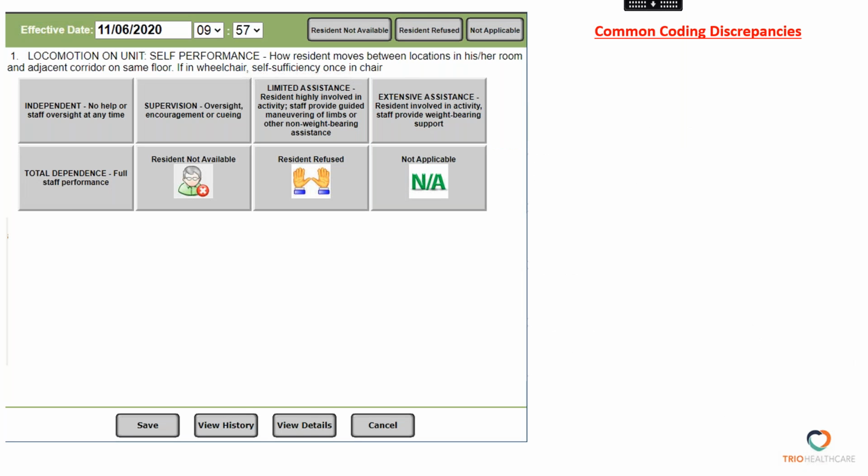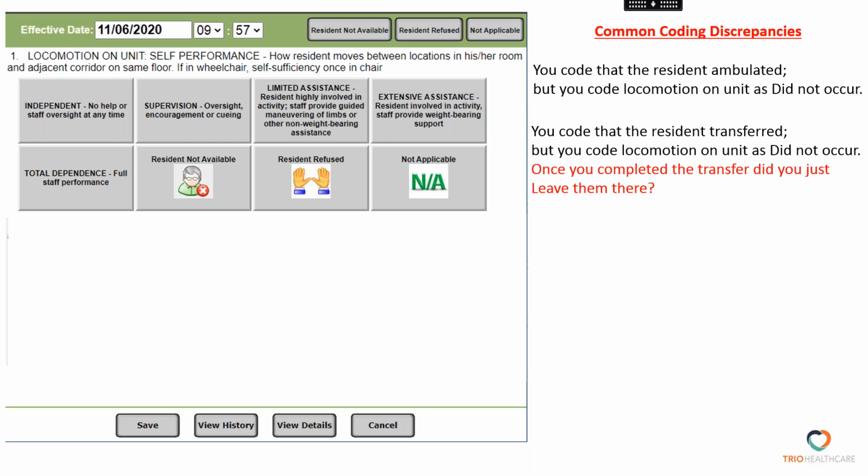So what are some of the common coding discrepancies we see when people are coding this? Staff are coding that the resident walked. Okay, so this is a separate ADL from locomotion on unit. We're saying they ambulated, but then you code locomotion on unit as did not occur. Where did they ambulate? Did you take them through their room, down the hall, and then started to walk them basically off unit? So consider that.